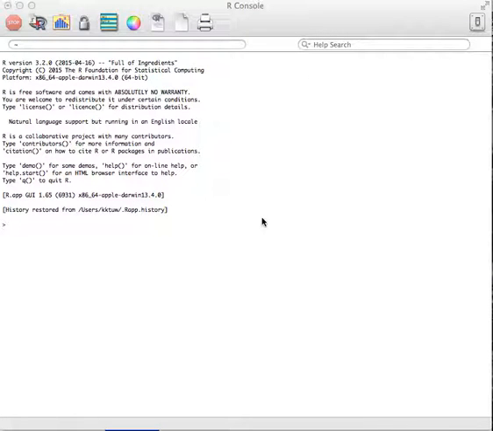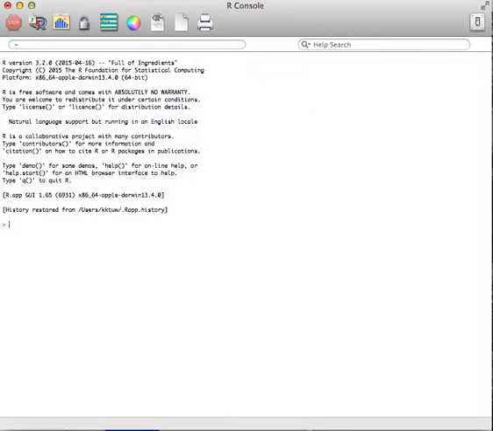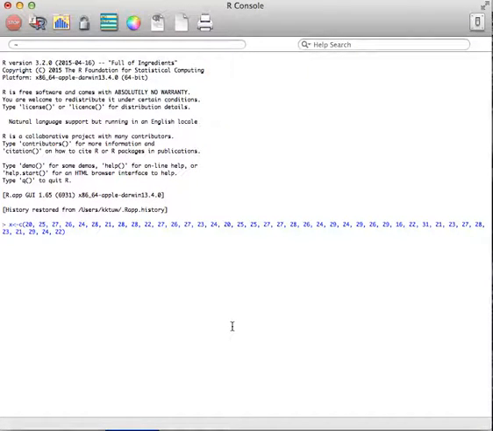So in this example, we're going to use R to analyze whether or not a data set is from a normally distributed population. So we first need a data set. I happen to have an example that just happens to have some data, and I'm looking to see if it's normally distributed. It's easier to copy the data, so if you can just copy the data and paste it into R, that's preferable. So I'm going to copy that data into R, and I just called it X.